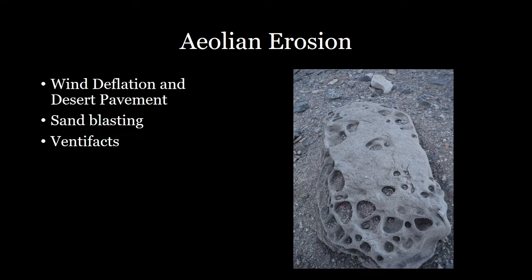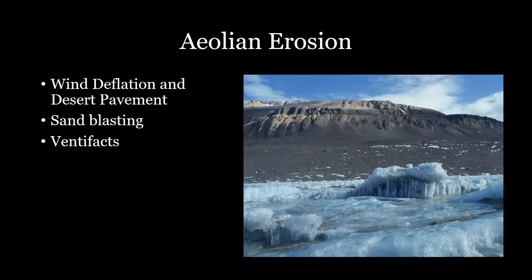And so the wind blows a significant amount of sand and hits these rocks. And when the sand gets trapped in these holes, and it kind of bangs around, it forms these holes as a result. And so this whole rock would be known as a ventifact because it's shaped by wind erosion.